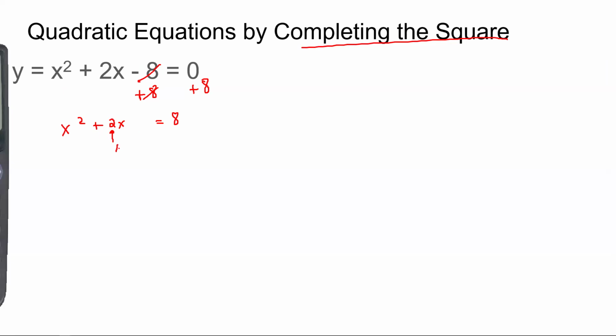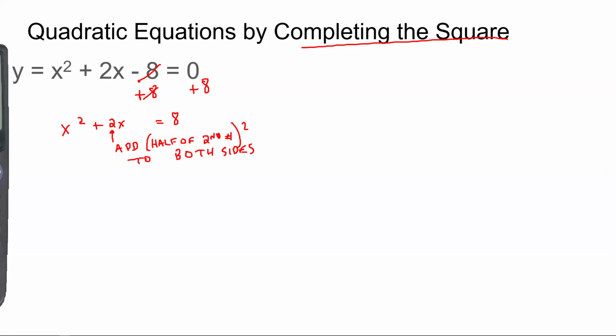What I want to do is add half of that second coefficient, the second number right there, that 2, squared, to both sides. And that's the trick to making this thing work. All right, so let's give that a try.